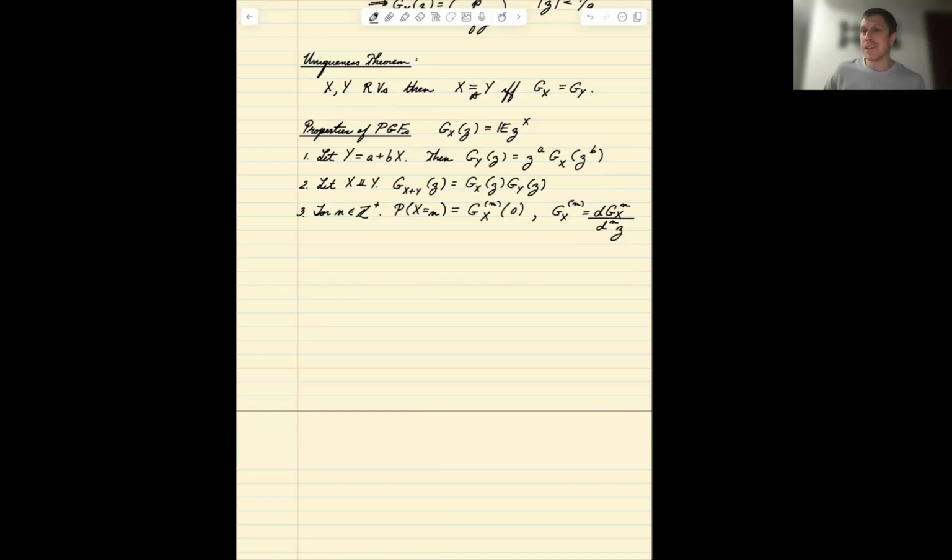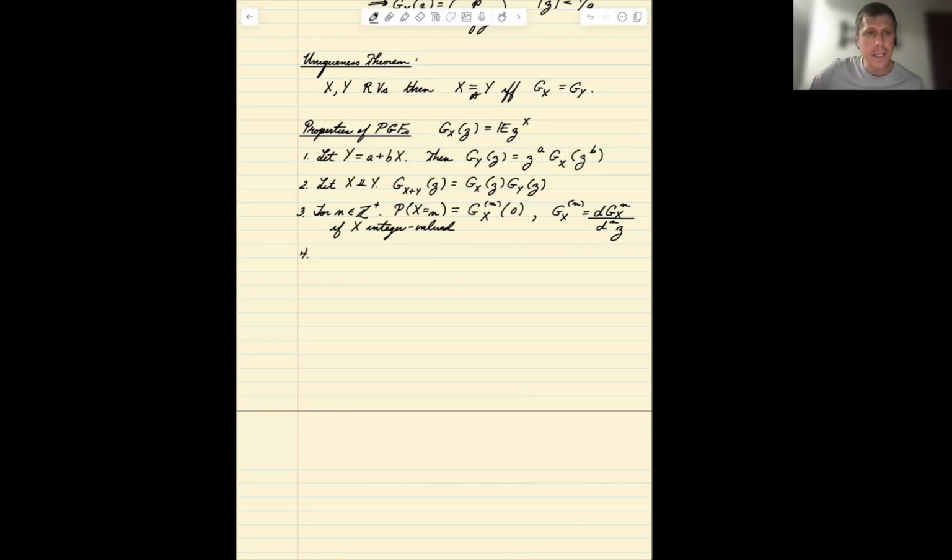Okay, so that's where the term generating function comes from: you can generate the entire distribution of the x's by taking the derivatives and evaluating them at 0. This does require x to be integer valued, though.